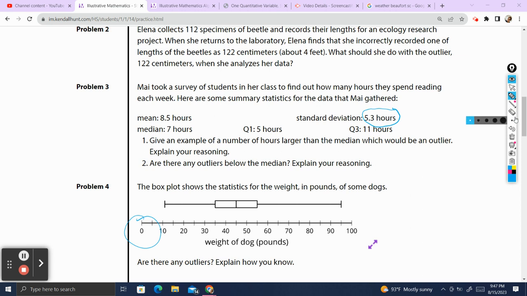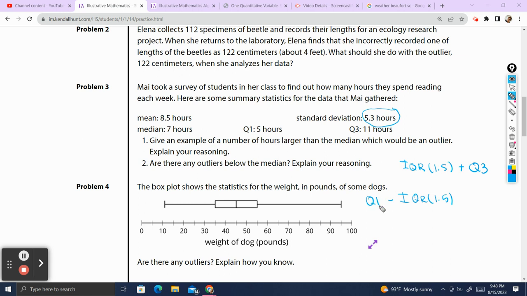So let's give an example of a number of hours larger than the median, which would be an outlier. Explain your reasoning. So let's think. There's a pretty simple rule that you can use to identify an outlier. If something is 1.5 times the IQR, so the way we write that is IQR times 1.5 plus Q3, it's going to be a higher outlier. If it's Q1 minus IQR times 1.5, then it's going to be a low outlier.